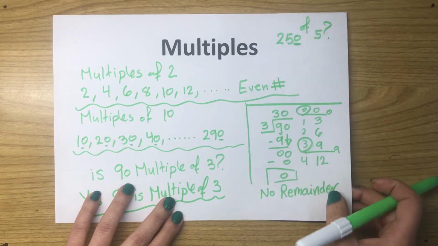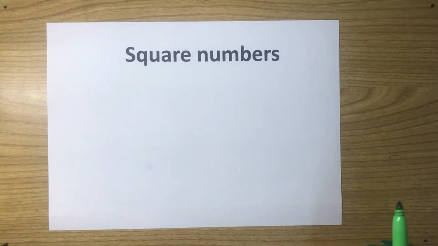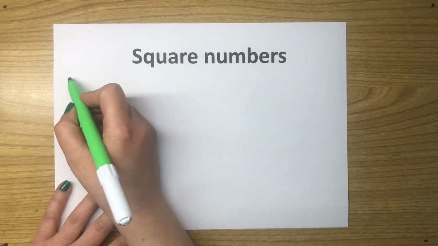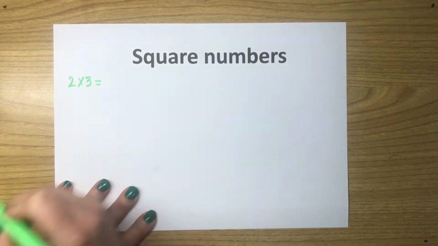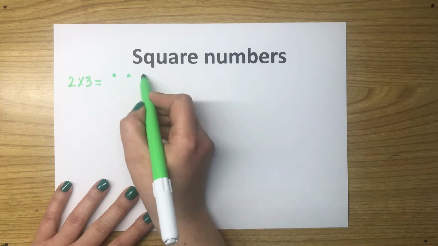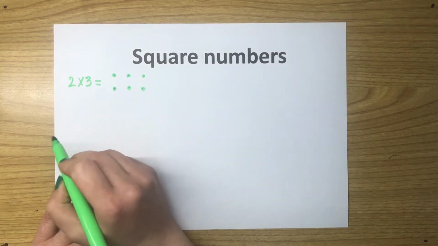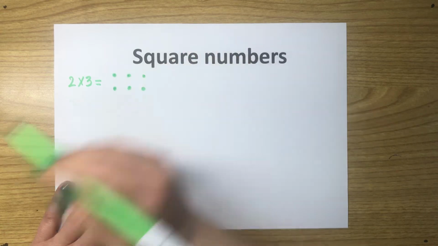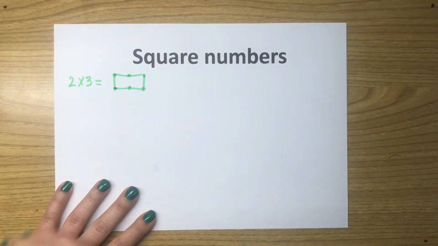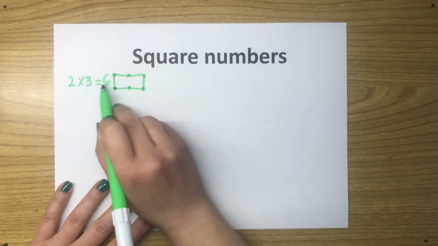The next new concept is the square numbers. What are square numbers? When you hear the words square numbers, that means numbers that can make a square. Let me give you a simple example, such as 2 times 3. Do you remember the arrays? 2 times 3 means 2 threes, so 3 columns and 2 rows. Look at this shape. It is shaped like a rectangle. So the answer 6 is not a square number.